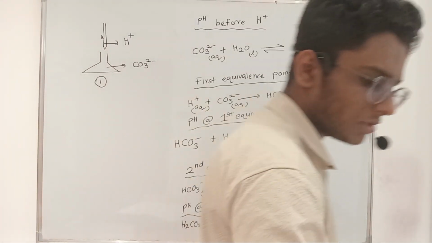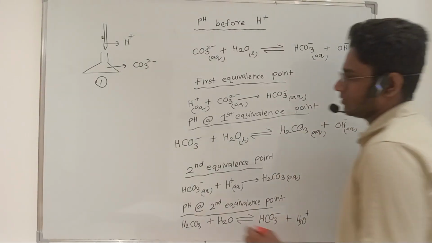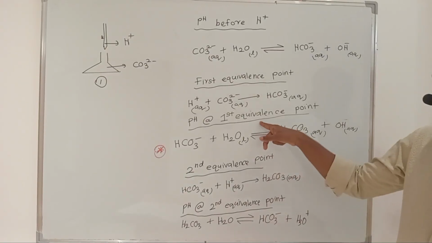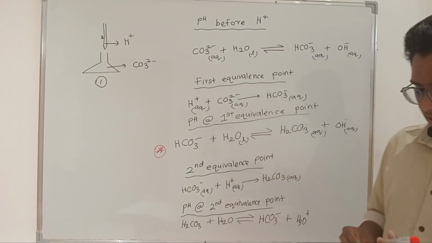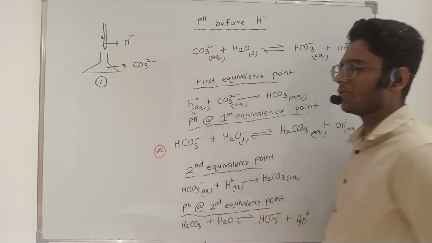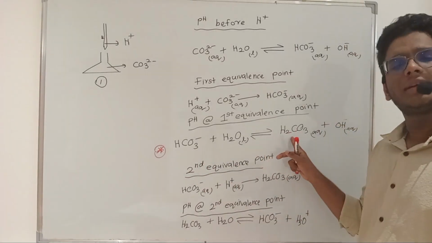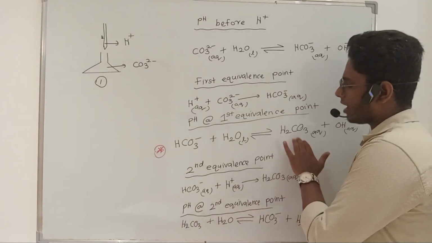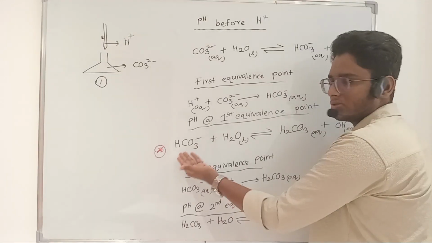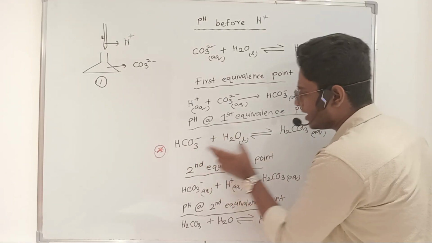Many students get confused with this reaction, because they know that at the first equivalence point bicarbonate is present, and they know that it will be ionizing in water. The doubt comes here: what is the product? Is it carbonic acid or is it carbonate? Because will it donate H plus or will it accept H plus? Many students will be having this doubt.